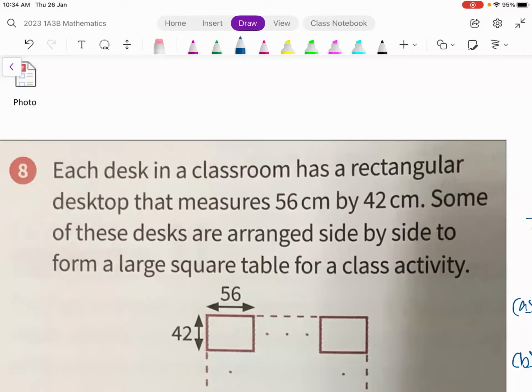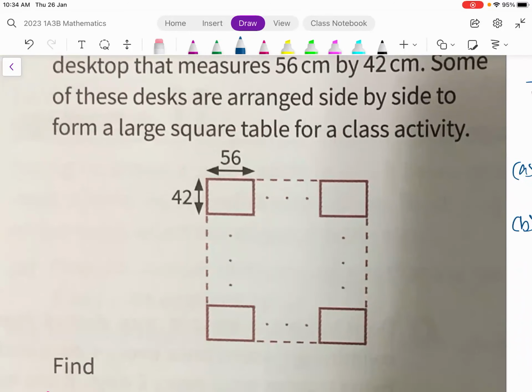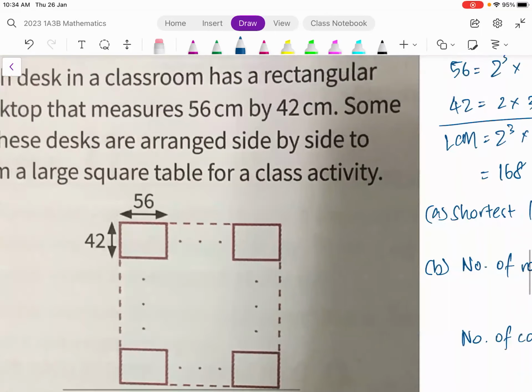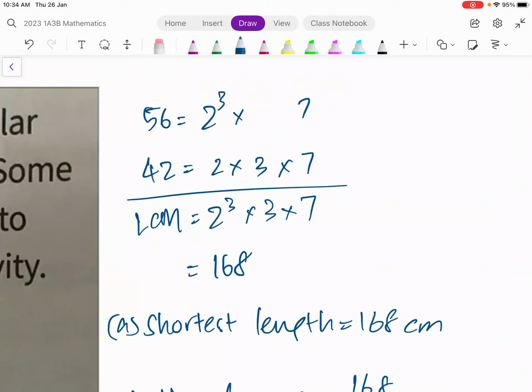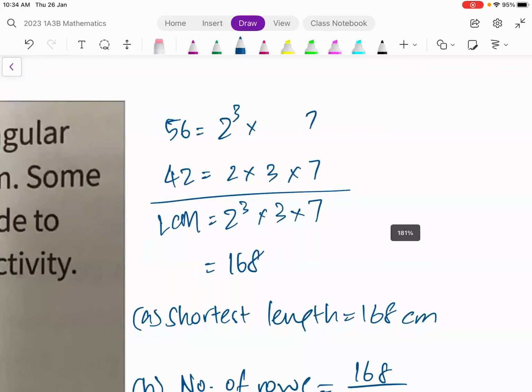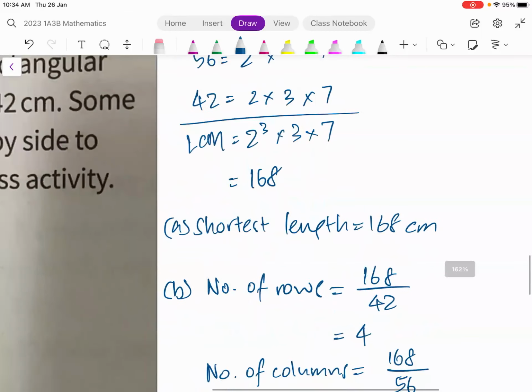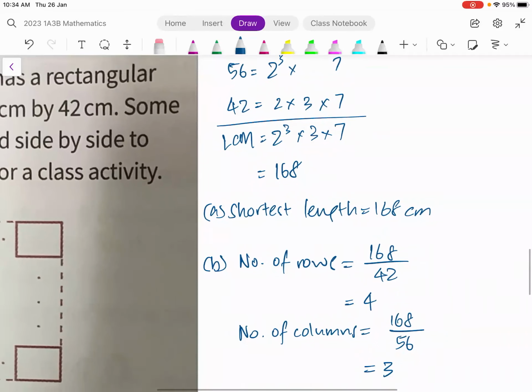Okay, so these tables are being arranged such that they form a square. Okay, so we have 2 numbers, 56 and 42 cm. Okay, we find the LCM so that we can find out the total length of the side of the square. The smallest length, in fact. So it turns out to be 168 centimeters. The next part of the question asks, how many rows would there be? How many columns would there be? So again, we'll be doing a division, or you can do a comparison of the index notation. So these are the number of columns and number of rows.